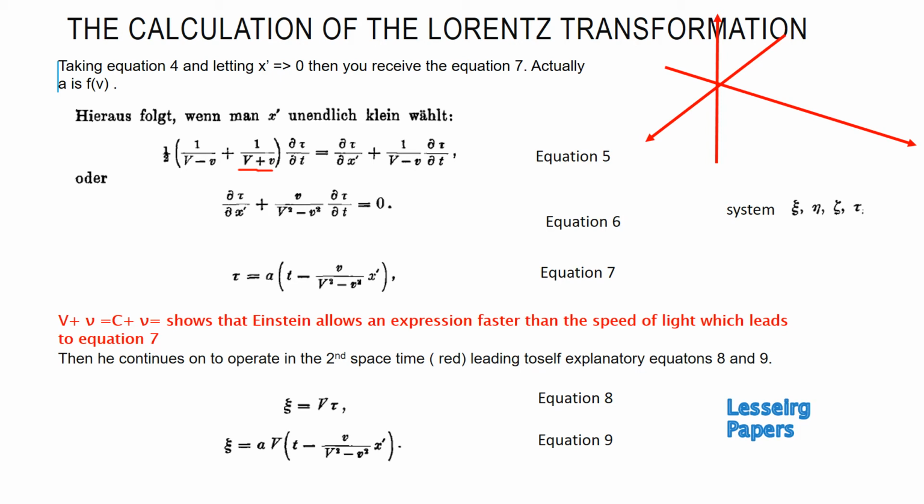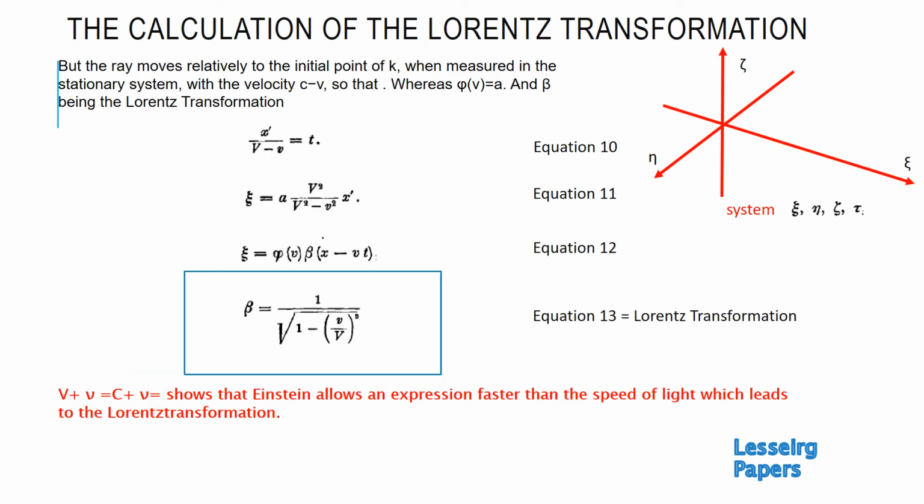And basically he does the same operation for the moving system, which equation 9 is, basically the same expression for the moving system. So if you follow this all the way through, you can see very quickly how he then derives the expression of the Lorentz transformation, which I have outlined here in blue. So the fundamental conclusion here is that the Lorentz transformation is based on an expression that is greater than the speed of light.